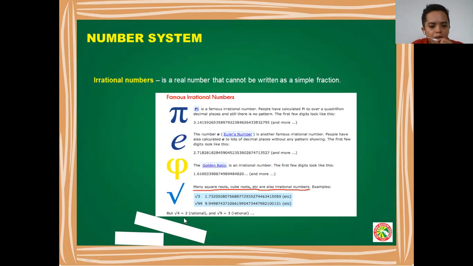So that is why the example here, square root of 4, is not an irrational, that is rational. And square root of 9 is 3, so that is a rational. So if it is included in the board exam, check. If it is involved in radical, before you conclude that it is rational or irrational, check first if the radical can be simplified. If yes, then that is rational. If it cannot be simplified, then that is an irrational number.